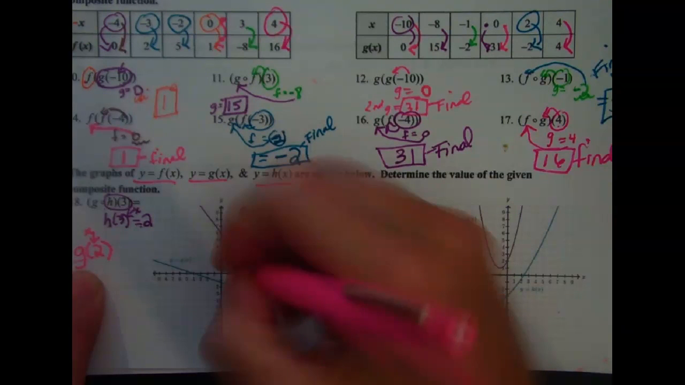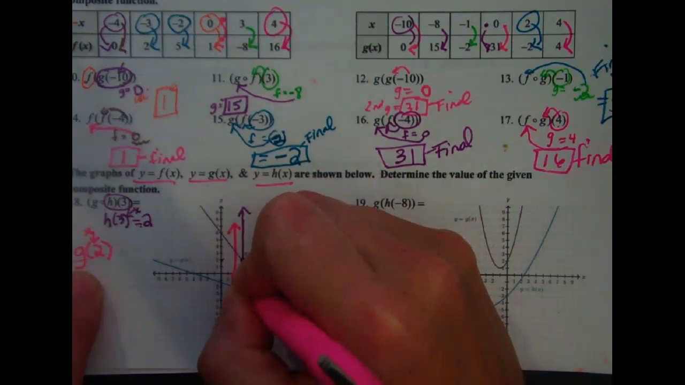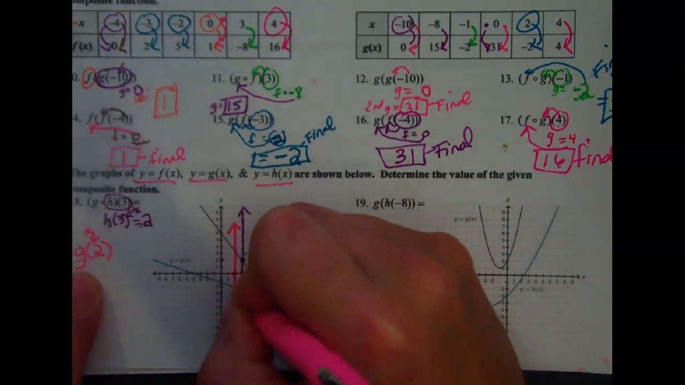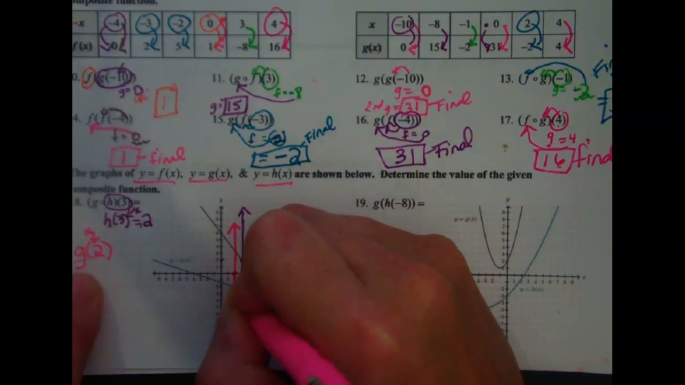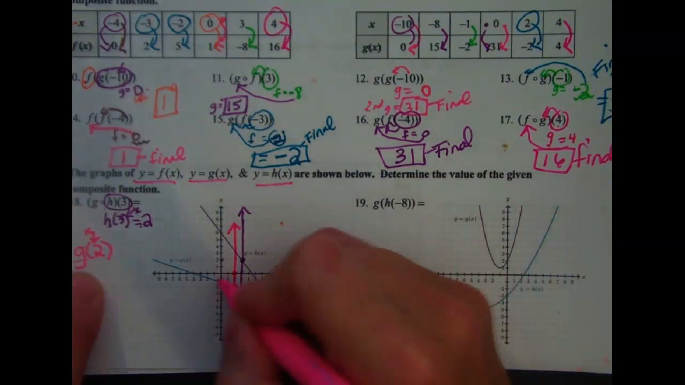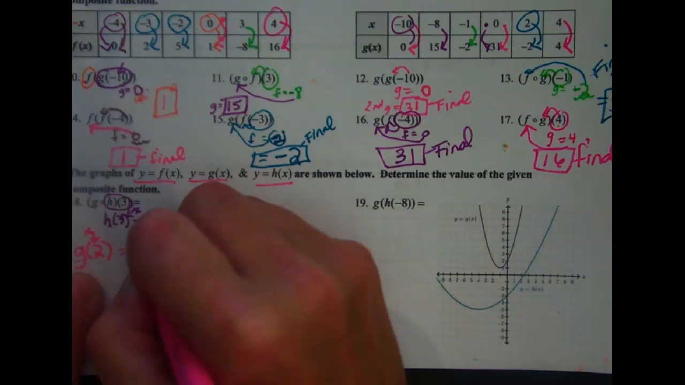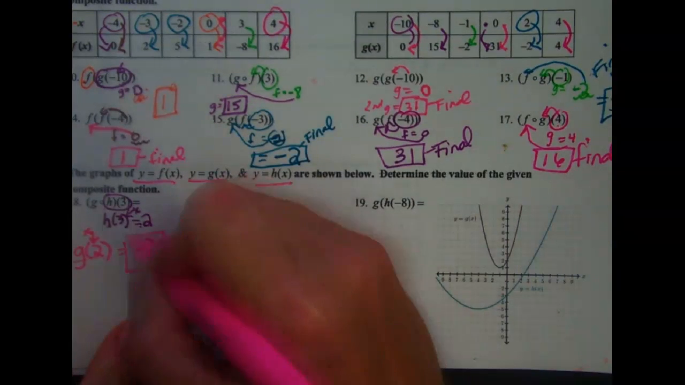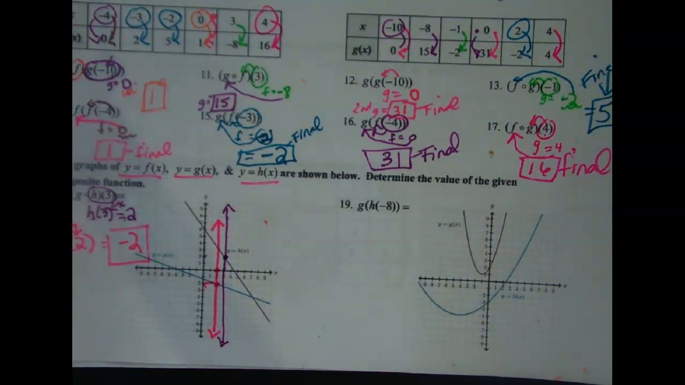And I'm going to see, at the x-axis at 2, where does this line hit? Right here, if you followed it across to the y. And I put the little dotted line. So it looks like it hits at -2. So our final answer is -2.